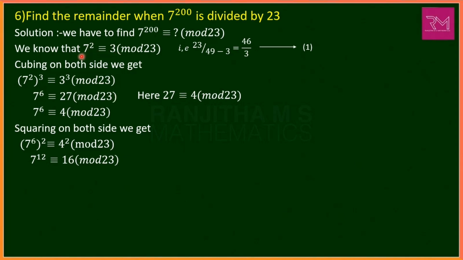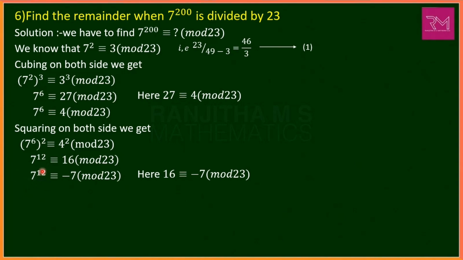First step, we take the congruence 7 square is congruent to 3 mod 23. Next, cubing on both sides we get 7 power 6. Next we square on both sides, we get 7 power 12 is congruent to 16 mod 23. Here on the right hand side we want a smaller value, so we can write 16 is congruent to minus 7 mod 23. That is, 23 divides 16 plus 7. 16 plus 7 is 23. Therefore 23 divides 23. Therefore in place of 16 we can write minus 7. That is, 7 power 12 is congruent to minus 7 mod 23.